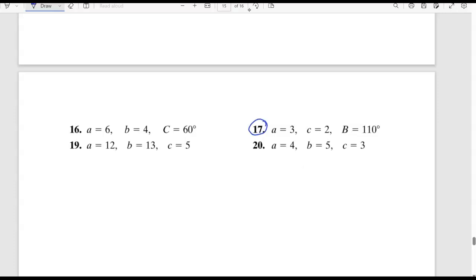Let's look at 17. So we're going to draw a picture of what we have for 17 first. So just a random triangle, A, B, and C. So this would be side A, this would be side B, and this would be side C. They're telling us side A is equal to 3. They're telling us side C is equal to 2. And they're telling us B is 110 degrees. So you can see how B, once again, is the angle between the two sides that I know. I know side C and I know side A.